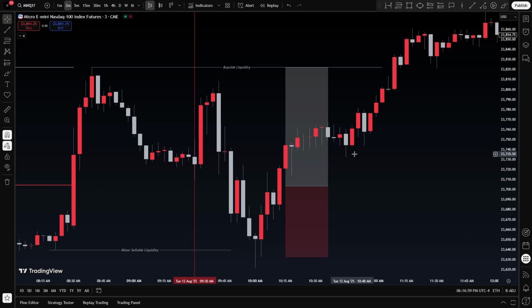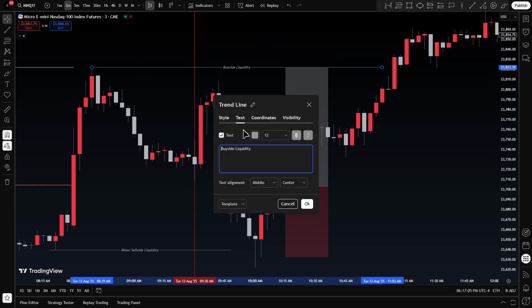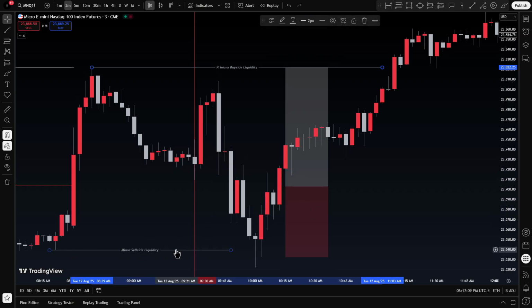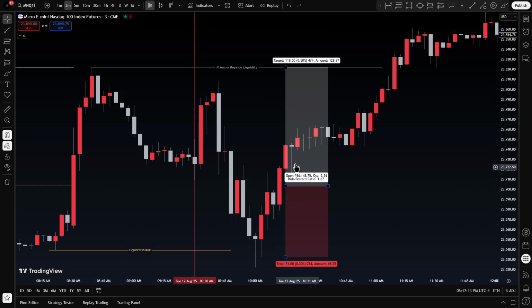All right. So just from looking at this on the 3 minute, you could have gotten an entry and targeted primary buy side liquidity. Forgot to mark this as primary, but there's that minor sell side liquidity getting purged. Right here, boom, liquidity purge. Come back up, break your market structure. You can also take that fair value gap too. If you wanted to take that, let's drag that up.